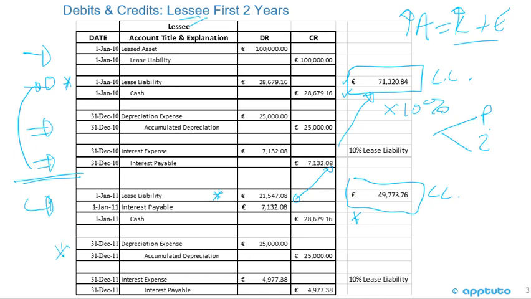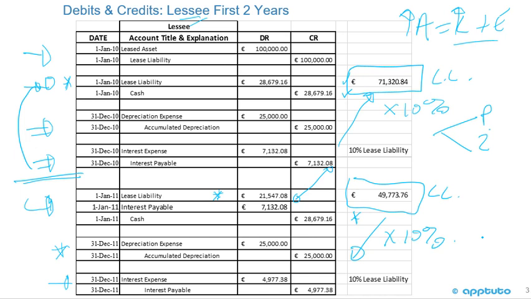Again, at the end of the year, I'm going to have the depreciation expense. That doesn't change. Debit depreciation expense, 25,000. Credit accumulated depreciation. And I'm going to have my interest expense and interest payable again. My interest expense is 10% times the balance on the lease liability. So that's easy to understand as well. That's why I put those numbers there.